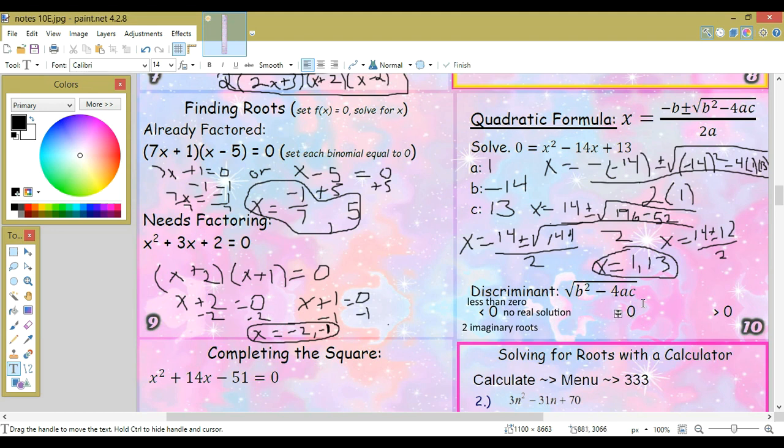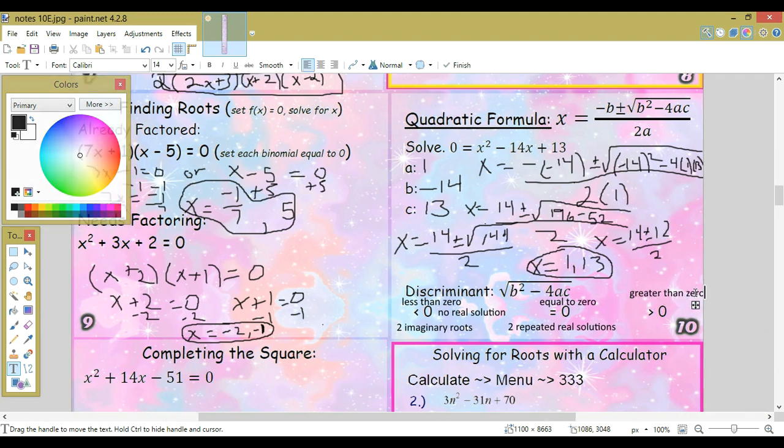Now, if you get something that equals 0, then that means that you have 2 repeated real solutions. And if you have something that is greater than 0, that means that you have 2 unique solutions.